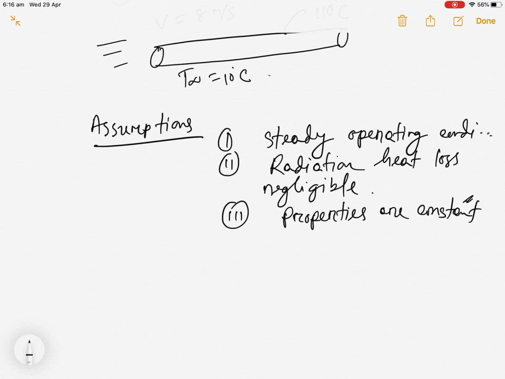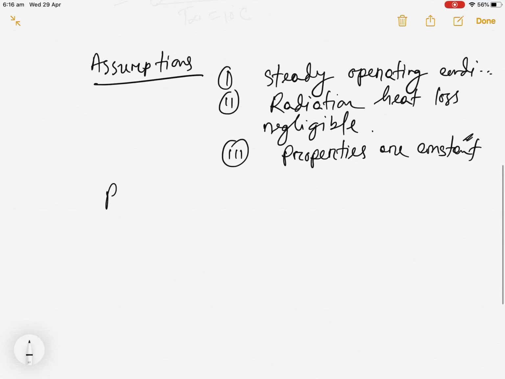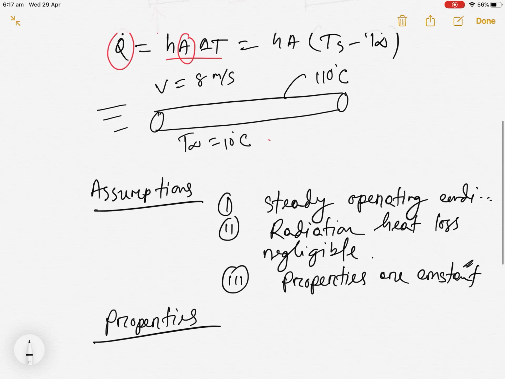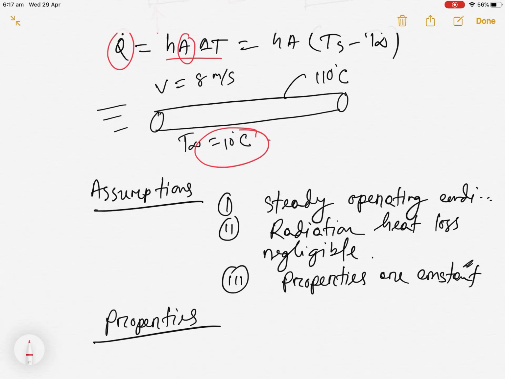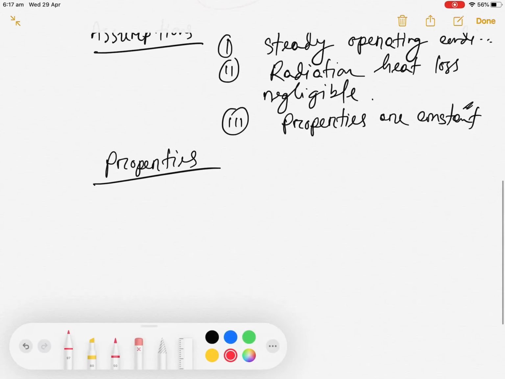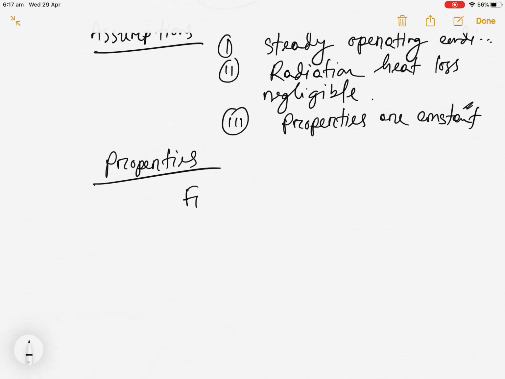Alright, so once we have this, now we need to calculate the properties. So far you have solved many problems for heat transfer and you know how to calculate the properties. In this case, we have the stream pipe, and we know the air temperature, atmospheric temperature, and the surface temperature. So when we calculate the properties, we need to calculate the film temperature. So here, what will be the film temperature?